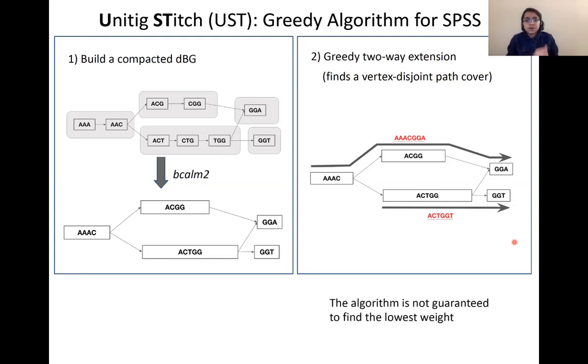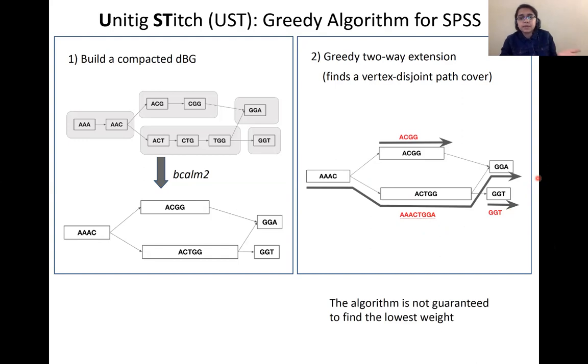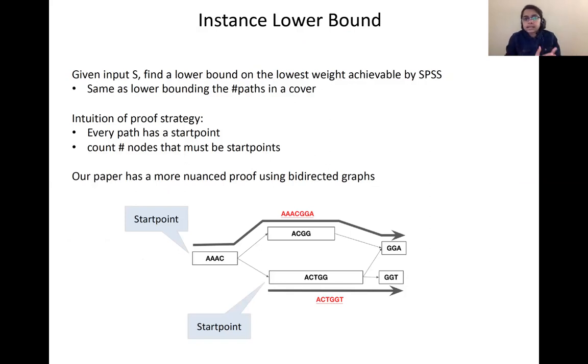So our algorithm finds 2 paths in this vertex disjoint path cover, and equivalently it finds 2 strings. However, our algorithm is not guaranteed to find the optimal number of paths, or in other words, the lowest weight every time, because it's a greedy algorithm. It might end up having 3 paths instead of 2. So then how do we say how good our algorithm is? We have to find a lower bound to compare it against. So how do we find a lower bound? We need to lower bound the number of paths in the path cover. For that, notice that every path has a start point. So if we can count the number of nodes that must be start points, we automatically get a lower bound of the number of paths.